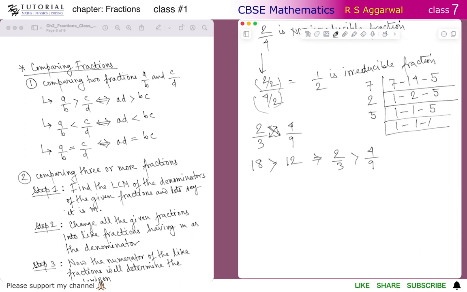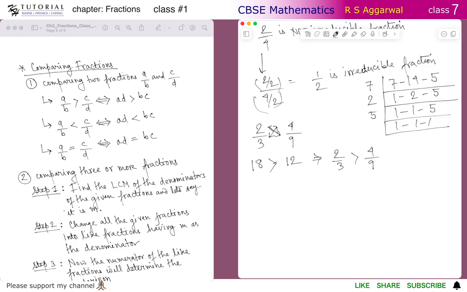Is greater than 4 by 9. Let's take another example. On the left-hand side, you see the fraction a by b will be less than c by d if ad is less than bc, and in the third case the fraction a by b will be equal to c by d if ad equals bc. So basically you cross multiply the numbers and you compare those numbers.